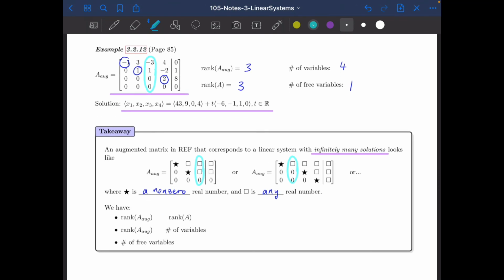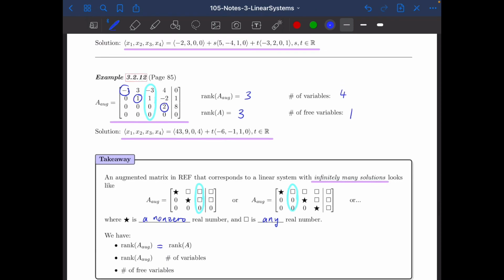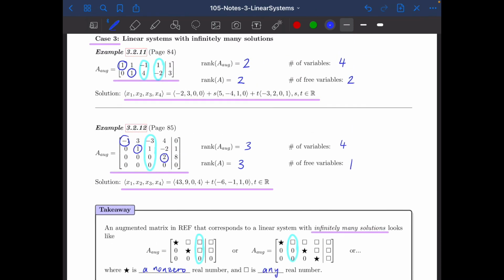Now what can we say about the rank of the augmented matrix and how it compares to the rank of the coefficient matrix? They're equal. For a linear system with infinitely many solutions, they're equal. We saw that in the last 2 examples. The rank of the augmented matrix and the rank of the coefficient matrix was 2 in the first example and 3 in the second example.